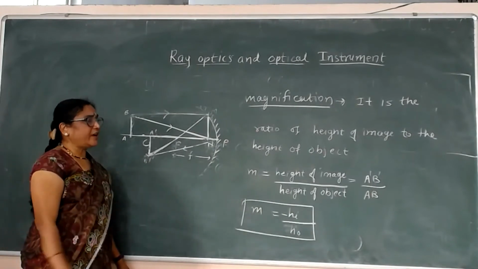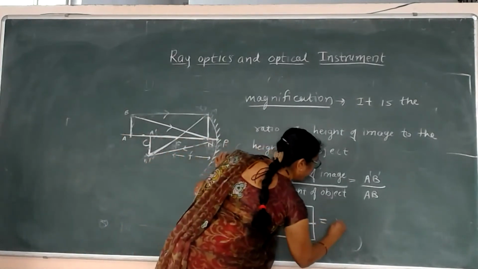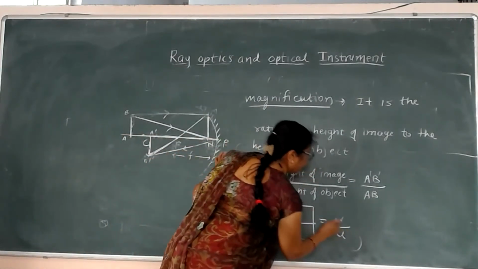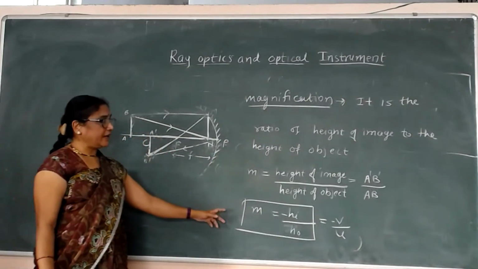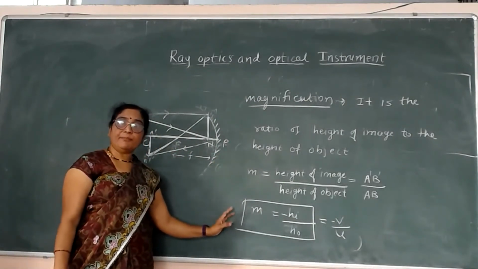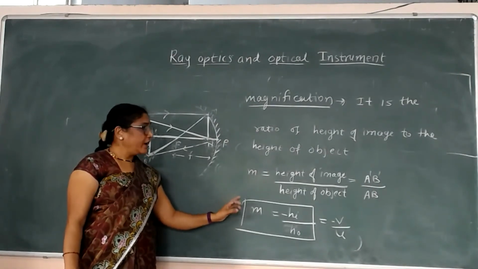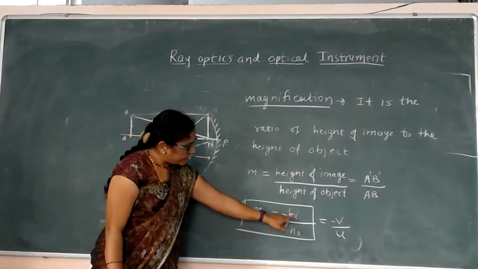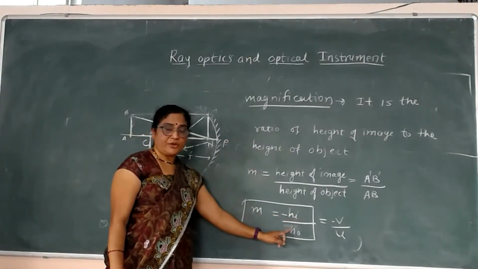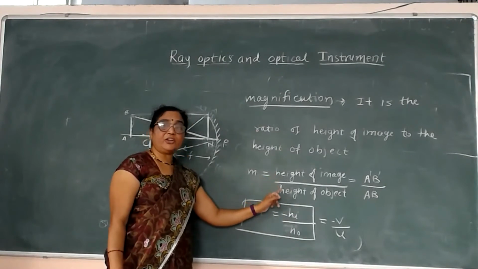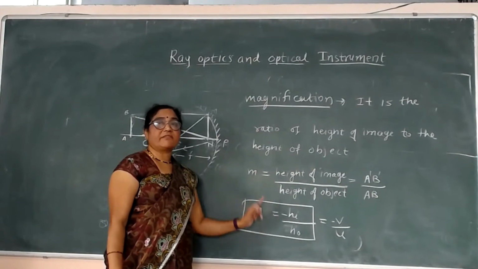So if we derive this, or if we use another formula, this is equal to minus v divided by u, means image distance divided by object distance. So this is a related formula to find out the magnification. Here if HI is equal to HO, means height of object and height of image are both the same, then the magnification is equal to 1.